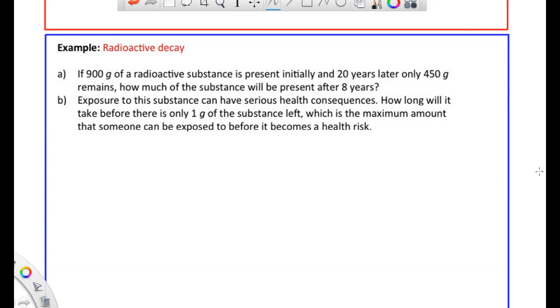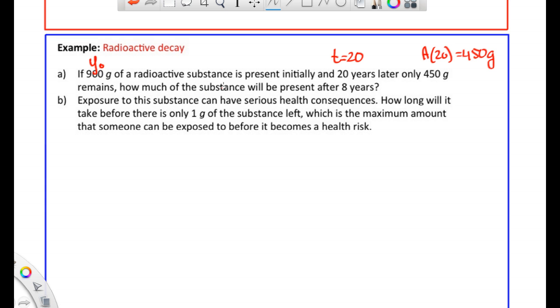Okay, here's a radioactive decay type of problem. And this one's definitely a little more complicated, so follow along again. It says 900 grams of a radioactive substance is present initially, so that is the y sub 0. And 20 years later, so if t is 20, only 450 grams. So the amount after 20 is 450 grams. How much of the substance will be present after 8 years?